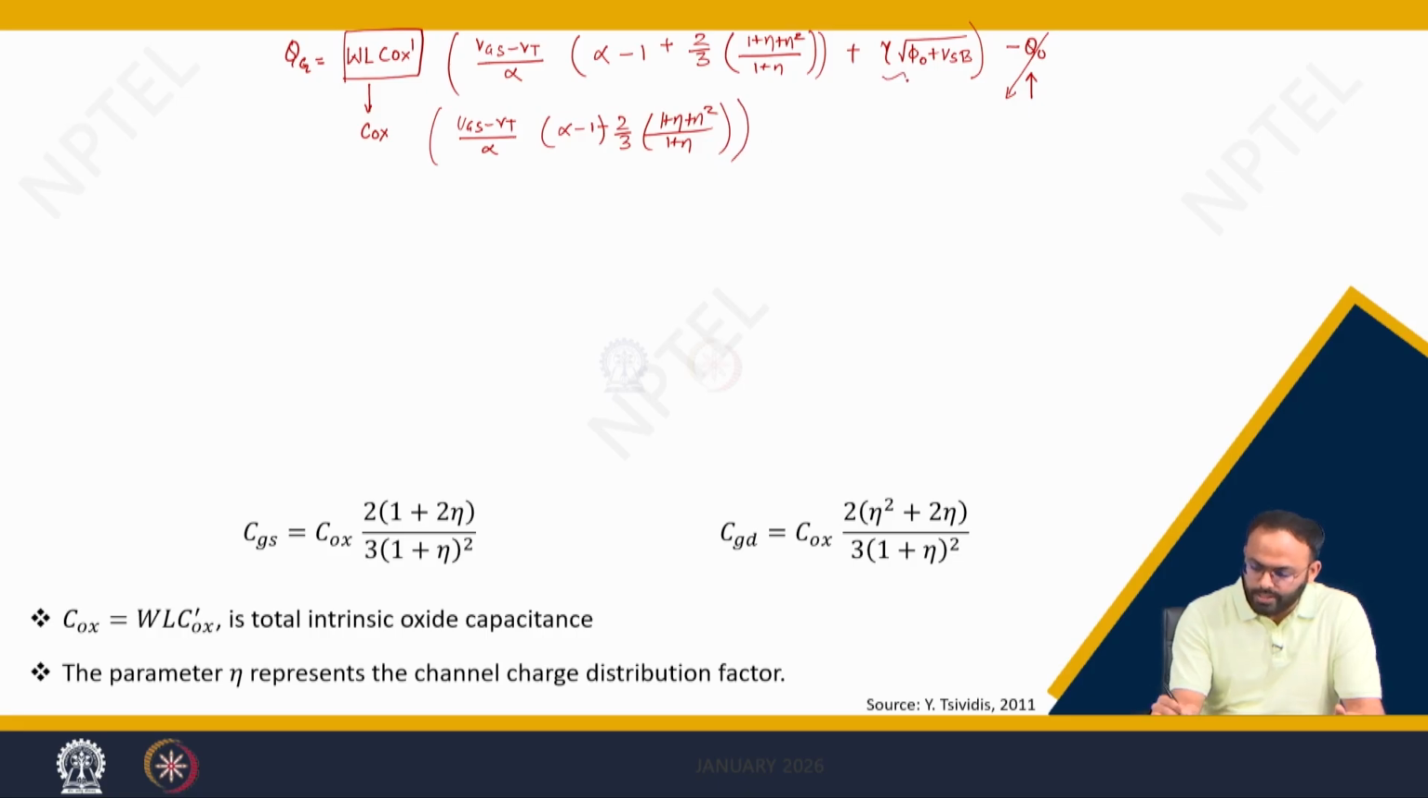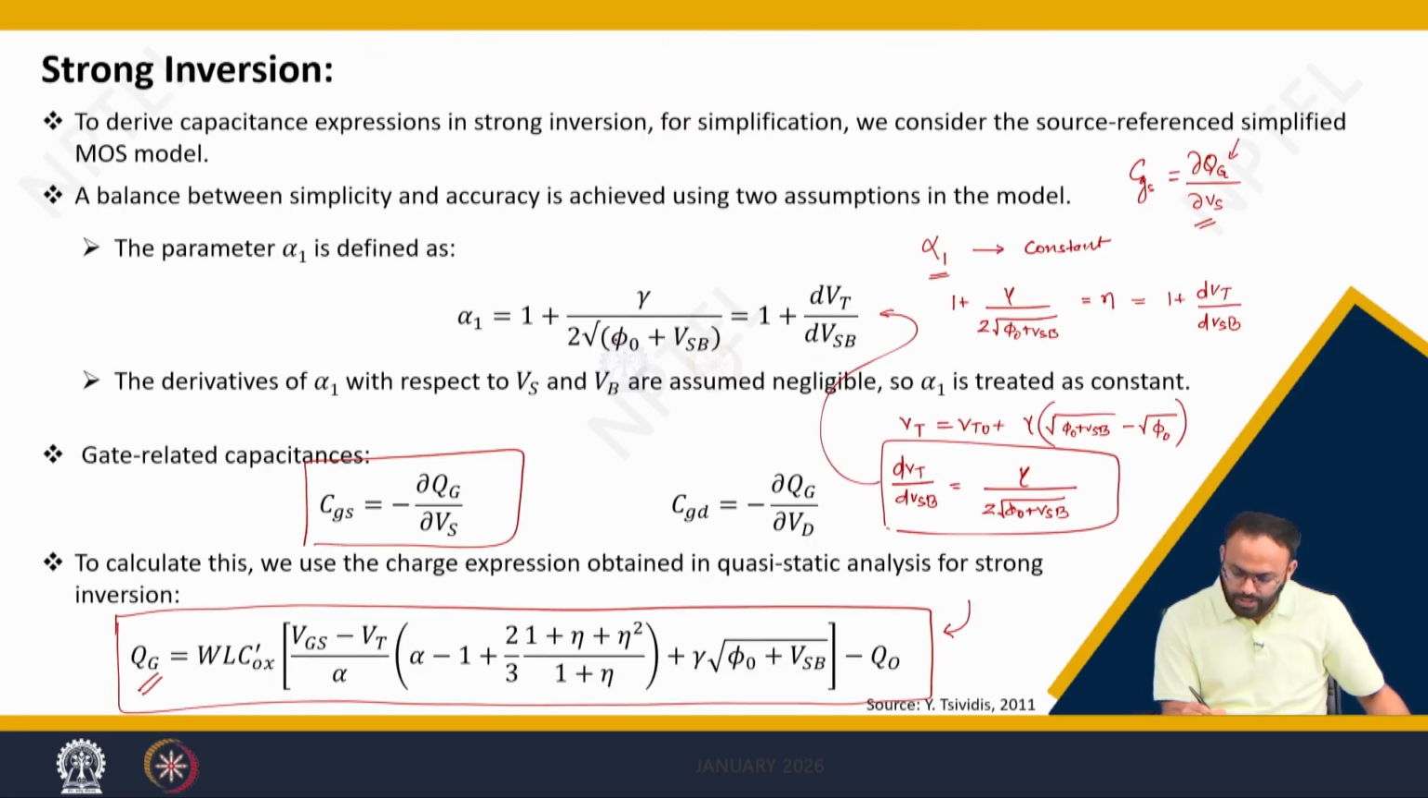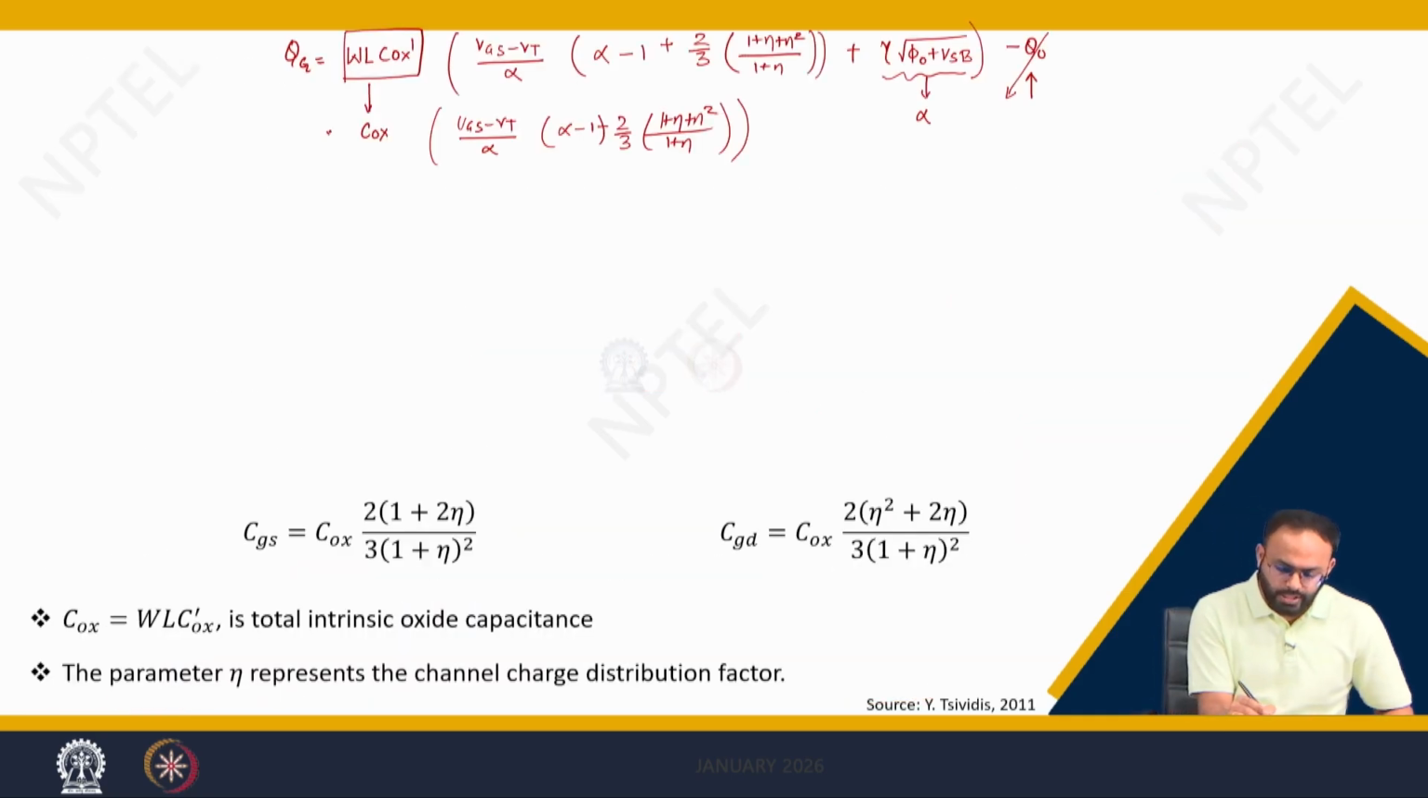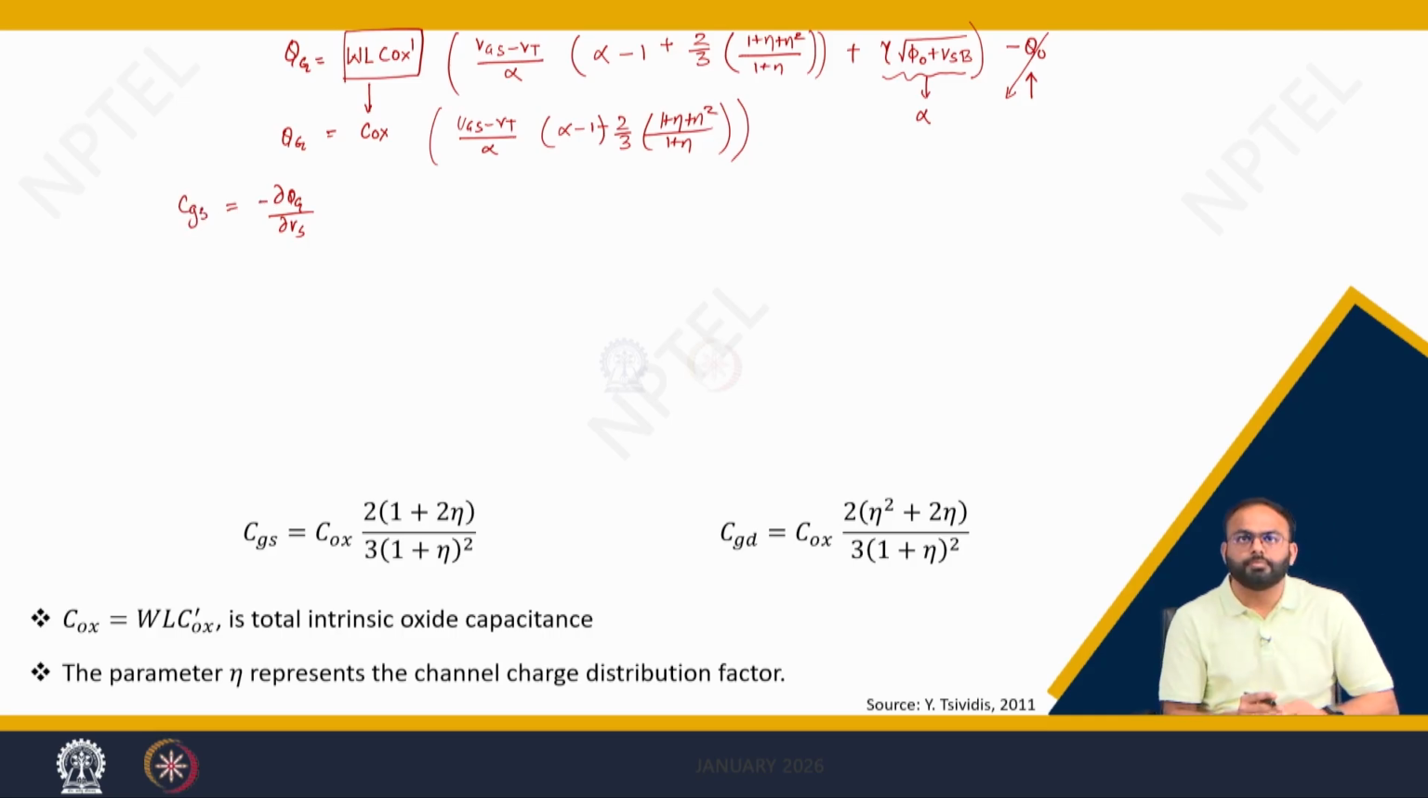Again, we are not considering this effect, right, because this factor is related with alpha. We can derive that gamma divided by square root of phi naught plus VSB is in terms of alpha, which we have considered constant, and hence the differentiation will go to 0. So this is the general expression of QG. And now I am interested in what is delta QG divided by delta VS with a negative sign. This will give me CGS, right?